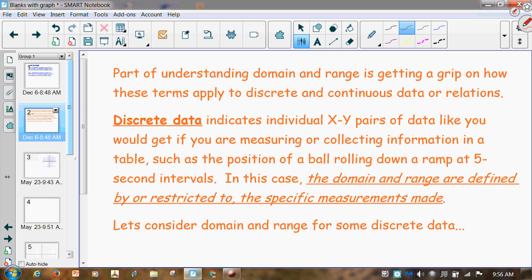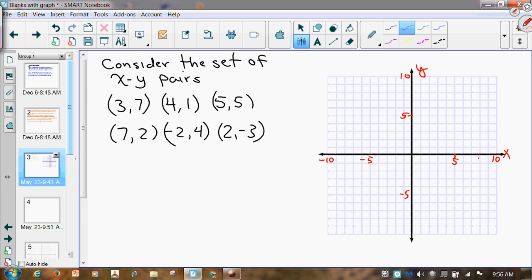Okay, so let's look at domain and range for some discrete data. And the data I'm going to show you is really not specific to anything, just made up some x, y pairs. It says consider the set of x, y pairs, and we're going to plot those in a moment. But look at the pairs. These are x, y pairs: (3, 7), (4, 1), (5, 5), (7, 2), (-2, 4), (2, -3).